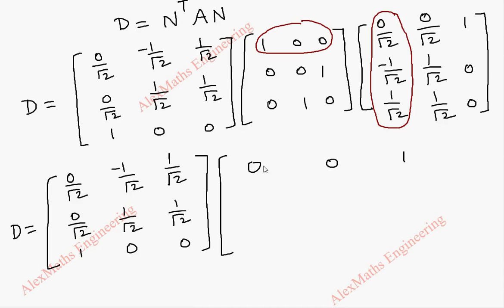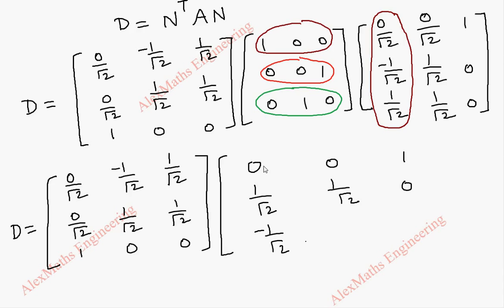Then we take the second row and multiply the corresponding elements. Since the first two elements are 0, only 1 by root 2 will come. In the same way, 0, 0, 1 by root 2 will come. Here 0, 0 and this is also 0. In the same way we take the third row and multiply. So this will become 0, minus 1 by root 2 alone will come, and the second will be 1 by root 2 alone, and the third will be 0.